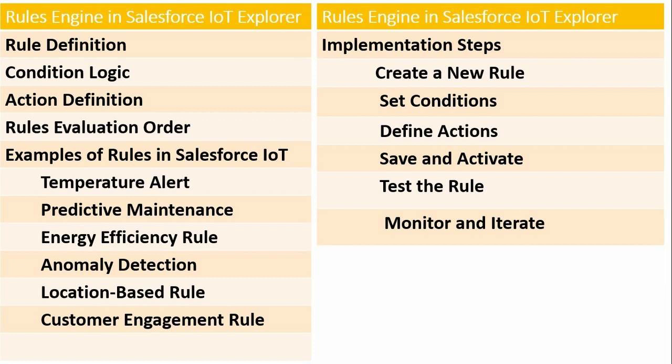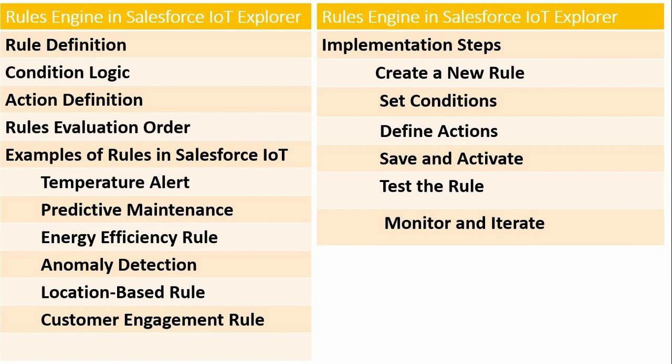Rule definition. Overview. The rules engine allows organizations to define conditions and actions based on incoming IoT data. Details. Rules are sets of conditions that, when met by incoming data, trigger predefined actions. These conditions can be based on specific data values, time intervals, or other contextual factors.